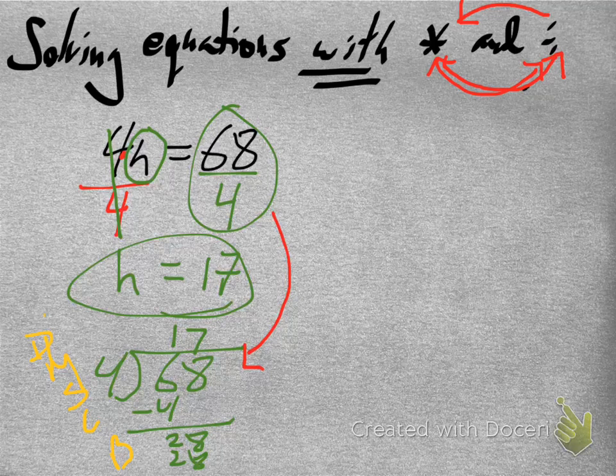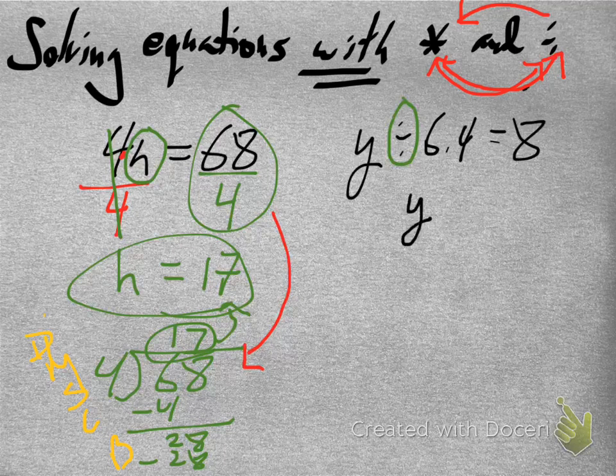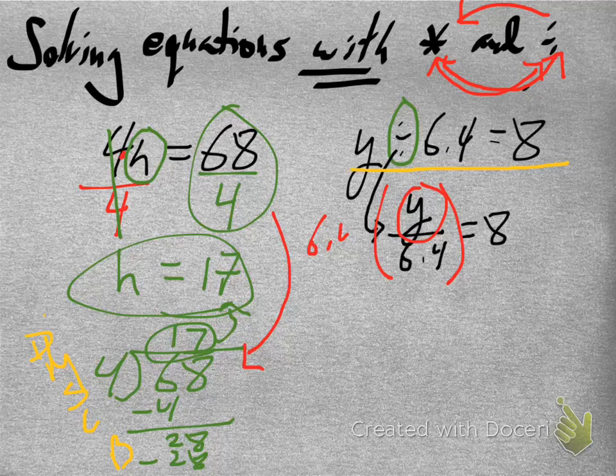All right, so now let's try a division problem. This is the way the division problems are going to look in the book. They'll be written out like this: y divided by 6.4 equals 8. What I'd rather you do is write it out using a fraction for division. It'll help us show our work a little bit easier. So we're going to write y over 6.4 is equal to 8.